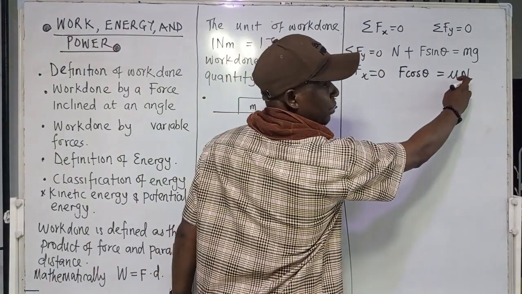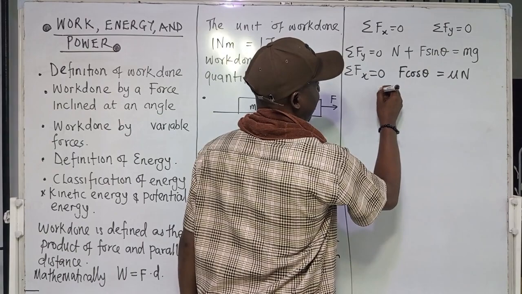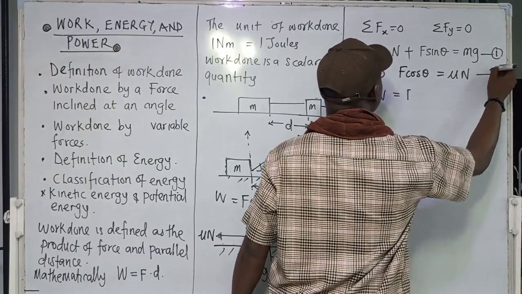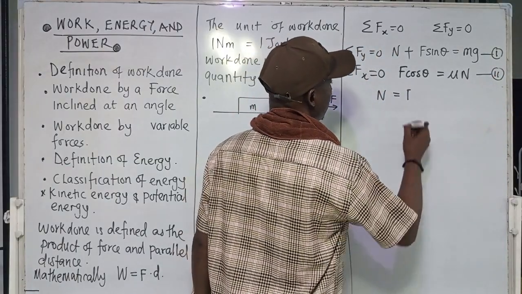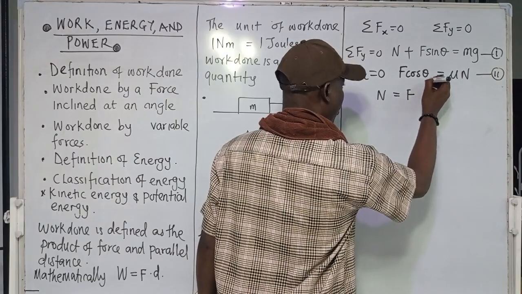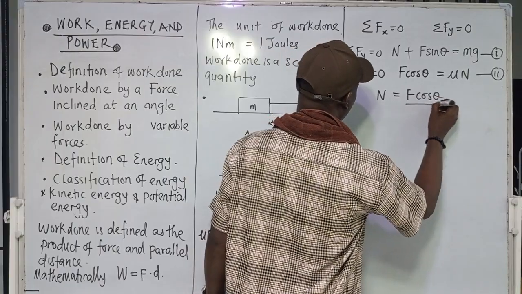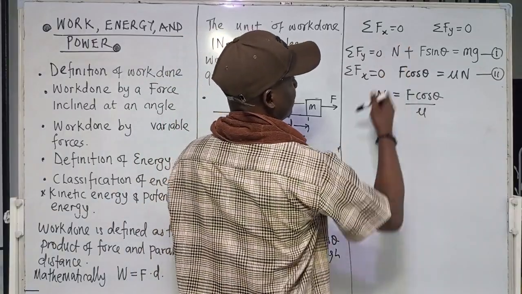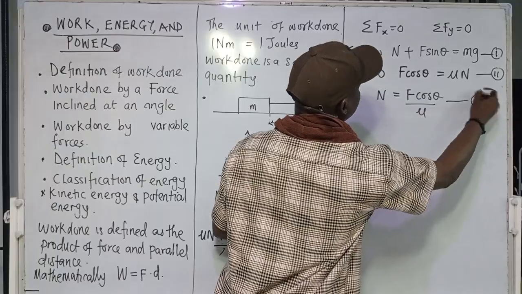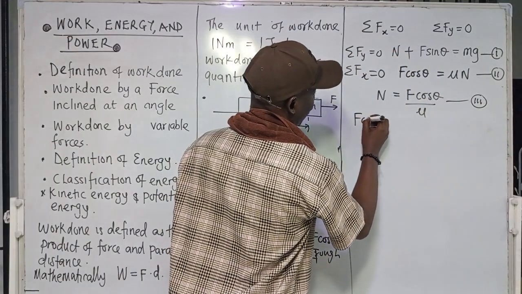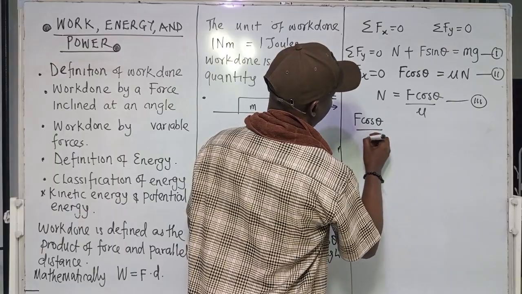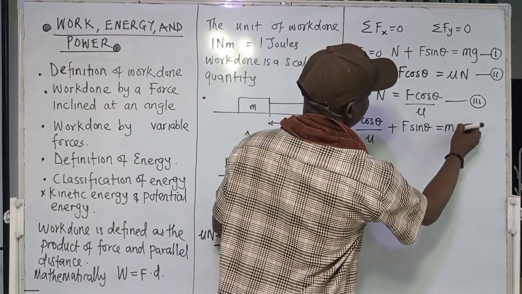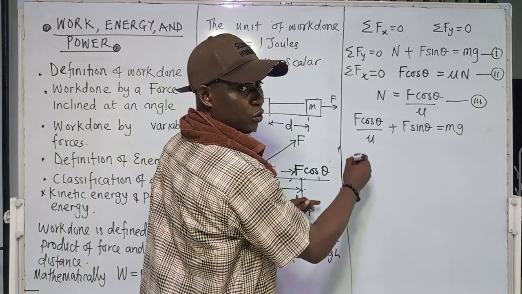Now, I want to make N the subject of formula here. Let's call the first one equation 1 and this one equation 2. So what do we do now? From equation 2, we are going to have N equals F cos theta over mu. Let's call this equation 3. Substitute it into equation 1, we are going to have F cos theta over mu plus F sin theta equal to Mg.